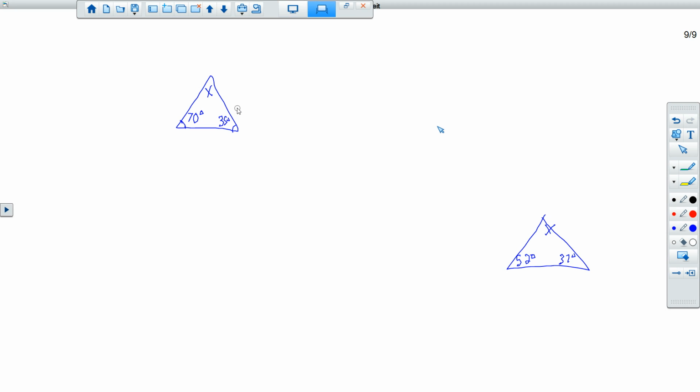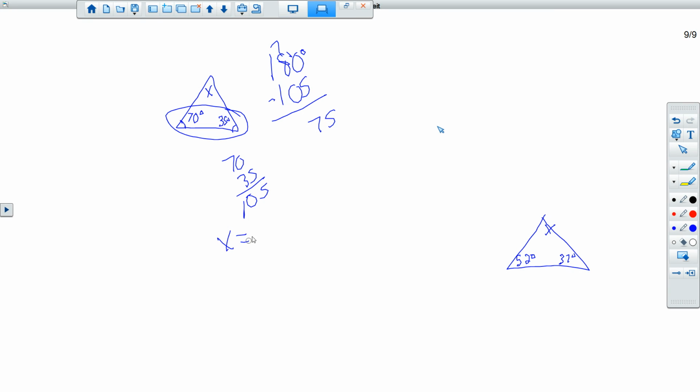Well, again, let's start here. How much do we have as a total? 180. Then we're going to find out how much do we have here? 70 and 35. We have 105. We need to take that off, and we end up with 75 degrees. So X equals 75 degrees.